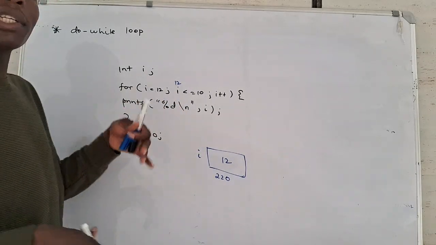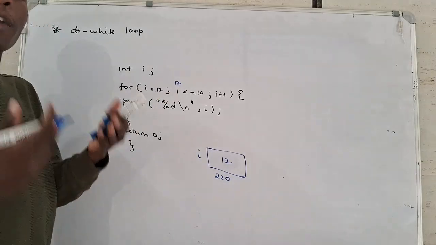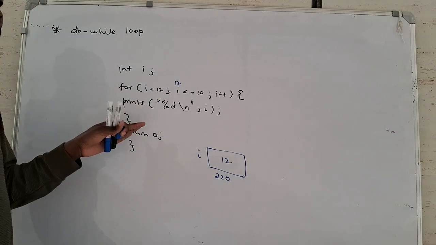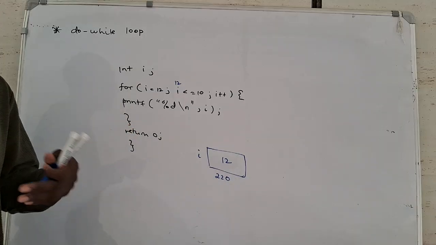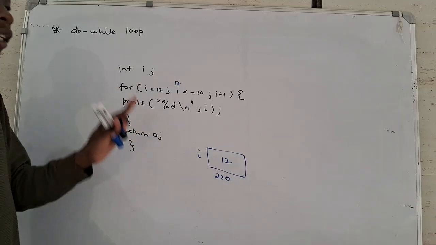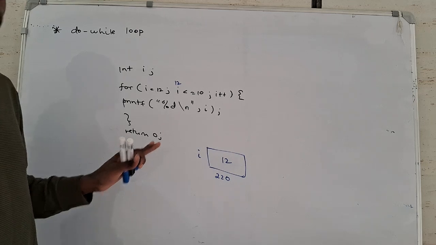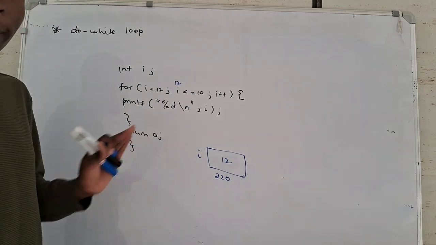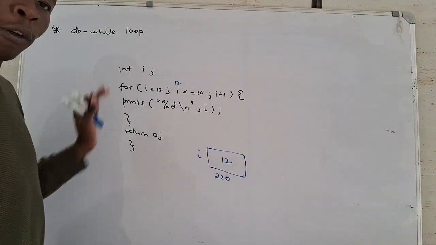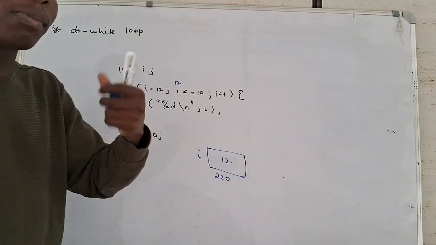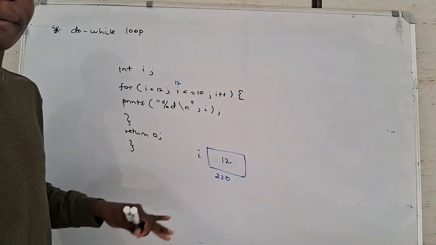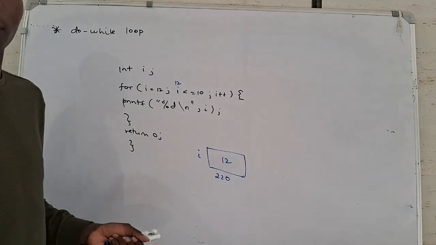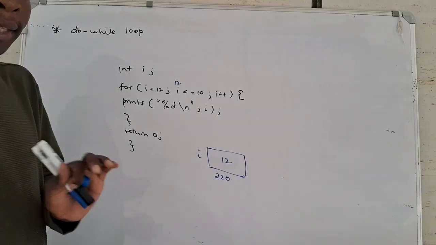Why? Because the condition has failed in the first test itself. So it means this for loop is not going to be executed. If the condition is not satisfied, nothing is going to be printed. So in the case of a for loop, if the condition is not satisfied, this for loop is not going to be executed.